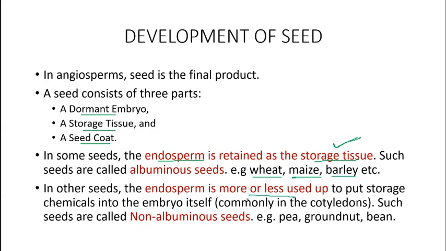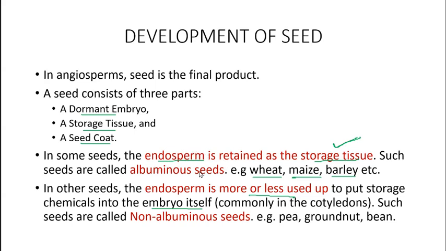In some plants, the endosperm is more or less used up to put storage chemicals in the embryo itself, because the embryo needs the storage chemicals. So all of the endosperm is used up, and there is no endosperm left in the seed. This is known as a non-endospermic or non-albuminous seed, such as pea, groundnut, bean. In some plants, say for example, the mother is very caring. She packs the food with the seed, so whenever you need it, you eat it. When the endosperm is packed, it is said to be an albuminous seed. They are seen mainly in monocots.